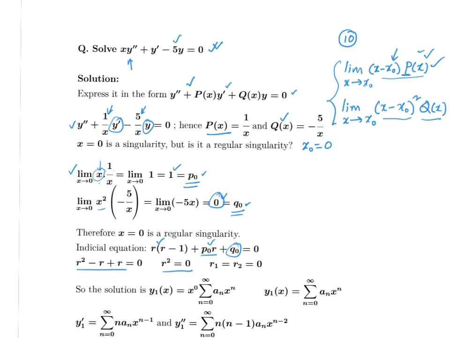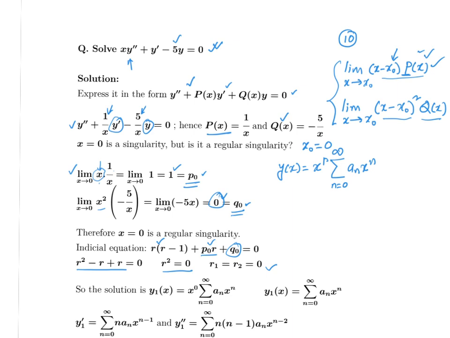R squared is equal to 0, so r1 = r2 = 0. That means the roots of the indicial equation repeat, okay? So the same root. Now, in this situation, my solution is going to be of this format: y(x) = x^r times the summation from n = 0 to infinity of a_n x^n.